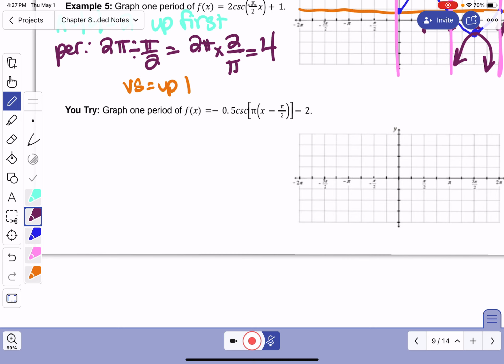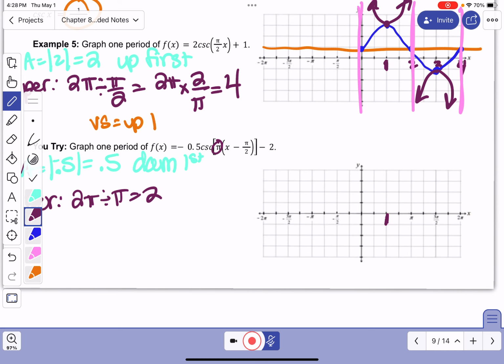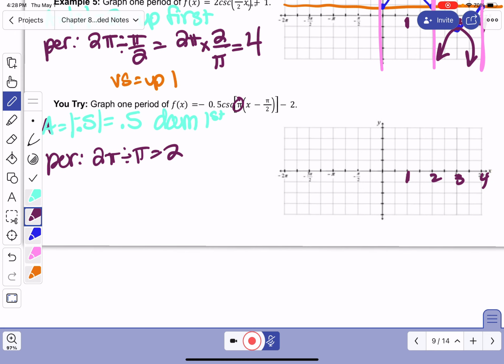All right, let's do this one. Amplitude, absolute value of -0.5, so it's 0.5, but we're going to go down first. Our period, we're going to divide by pi. So 2 pi divided by pi is 2. So I'm going to change these to 1, 2, 3, 4. Our phase shift is pi over 2. And then our vertical shift is down 2.